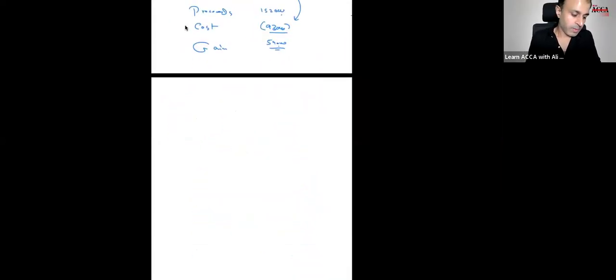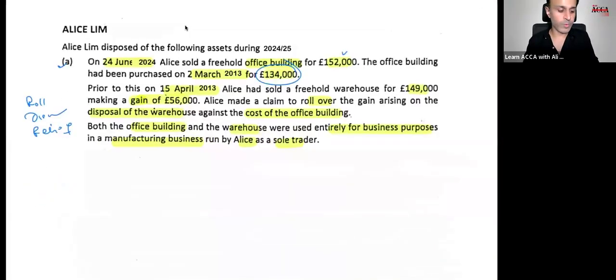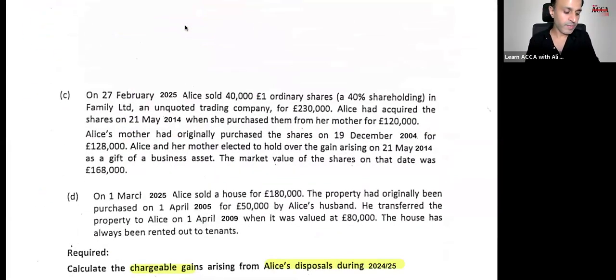Then comes part B, which let's see is focusing on gift holdover relief. On 27th of Feb, Alice sold 40,000 shares in a family limited company for 230,000. Alice acquired the shares on 21st of May when she purchased them from her mother for £120,000. So they are now telling us the whole history, of where these shares have come from.